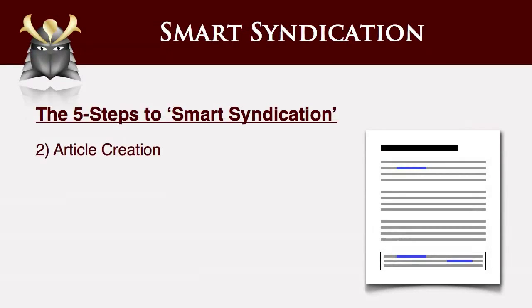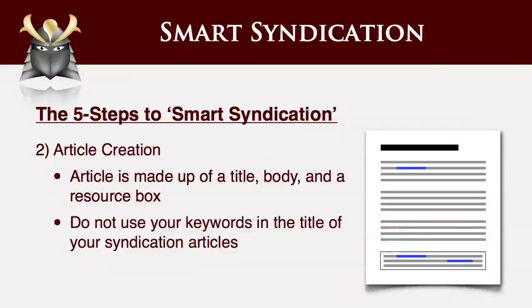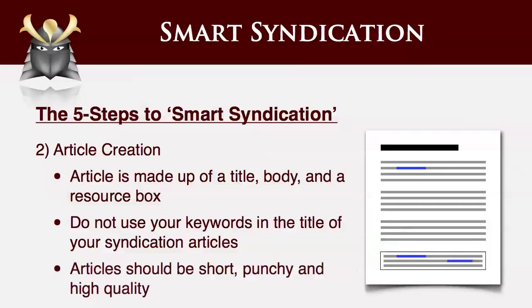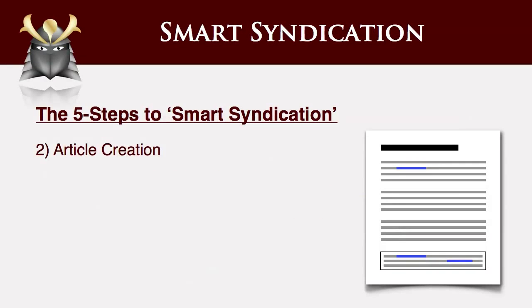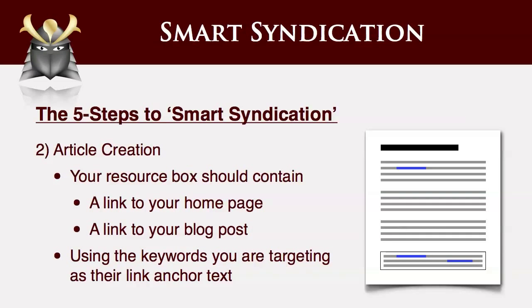Step 2 was article creation, and we saw that an article is made up of a title, a body, and a resource box. We recommended that you do not use your keywords in the title of your syndication articles, as it creates unwanted competition for the content on your website. We also saw that your articles should be short, punchy, and high quality in order to maximize your syndication acceptance rates. And we discussed that your resource box should contain a link to your homepage and a link to a deep blog post using the keywords that you're targeting as their link anchor text.